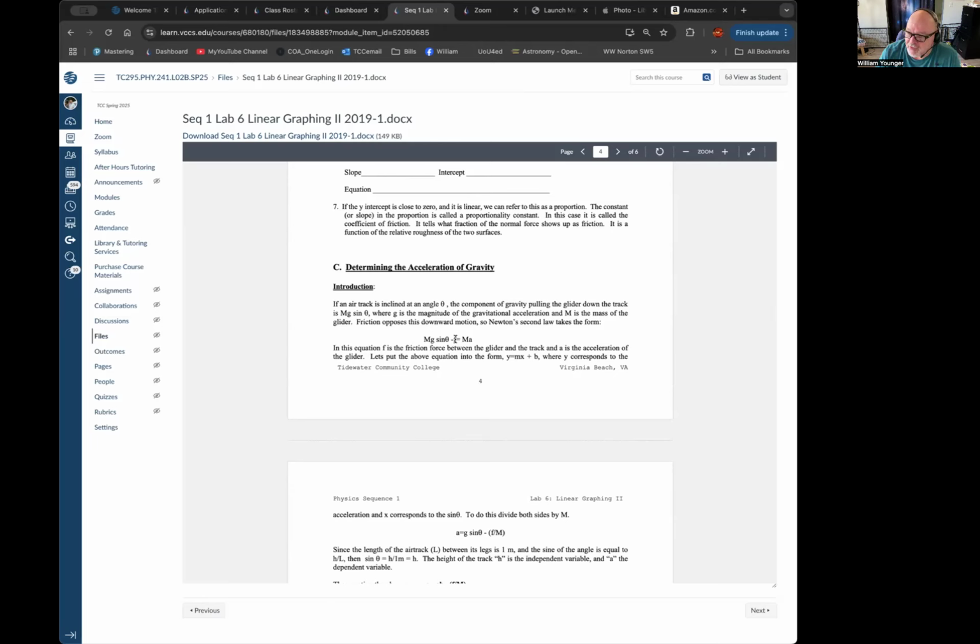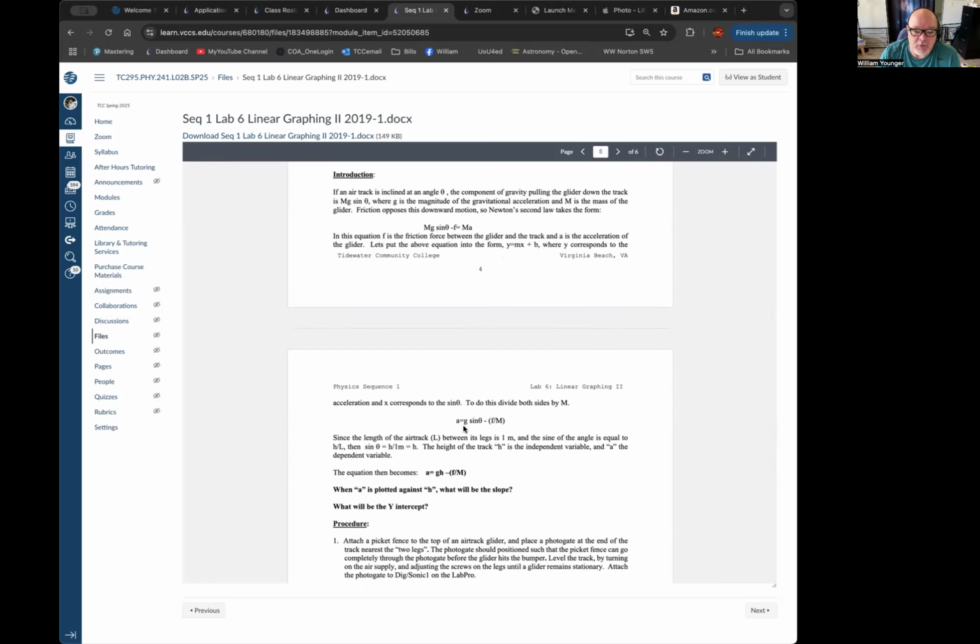So if you actually figure out what the y-intercept is, and you take that and multiply it by the mass of the cart, that will give you the actual friction force. And the slope should give you the actual value of g, which is supposed to be 9.8. So that's how that's all supposed to work.